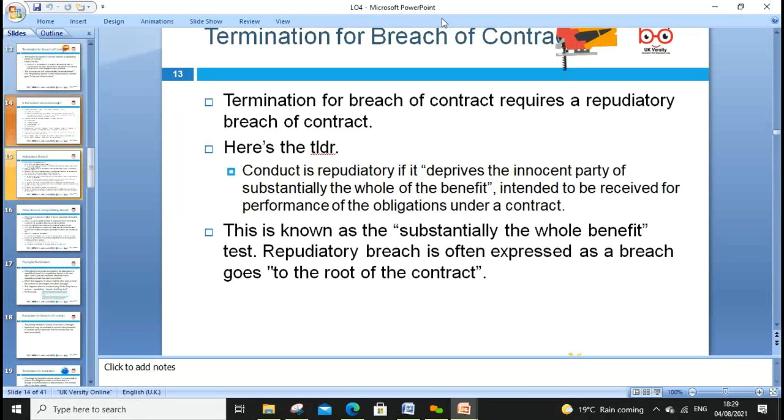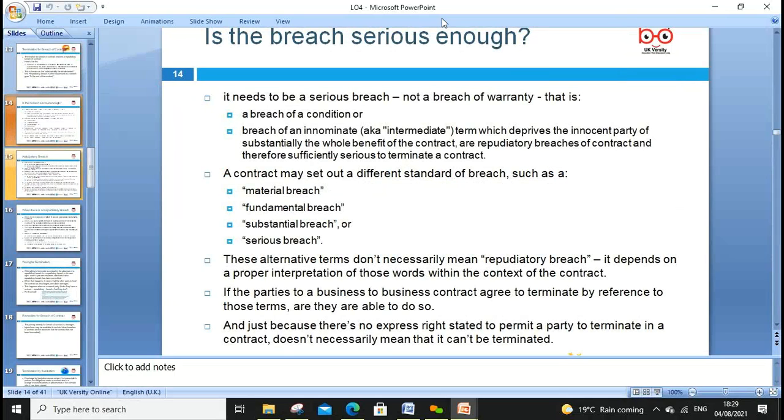So in the whole benefit test, the judge will decide who is breaching and for what. Yes, it needs to be a serious breach. It is not a breach of warranty. This is a breach of condition. Breach of an innominate term is intermediate, and if it deprives the innocent party of substantially the whole benefit of the contract, it is a repudiatory breach of the contract, and therefore sufficiently serious to terminate the contract. A contract may be set aside for different standards of breach, such as material breach, fundamental breach, substantial breach. So these are the different types and kinds of breaches.